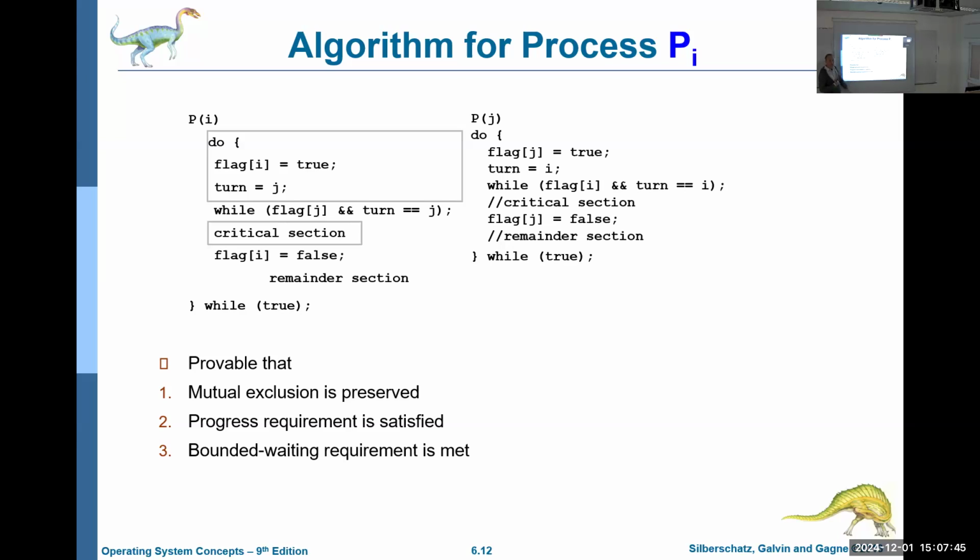Is turn a shared variable? Yes. Turn is shared, and flag is also shared. Couldn't it still happen that there's some race condition where both of them say it's the other's turn locally, but both have stored the variable? No, we're assuming, I mean, did it say it here in the previous part? We should have said that.